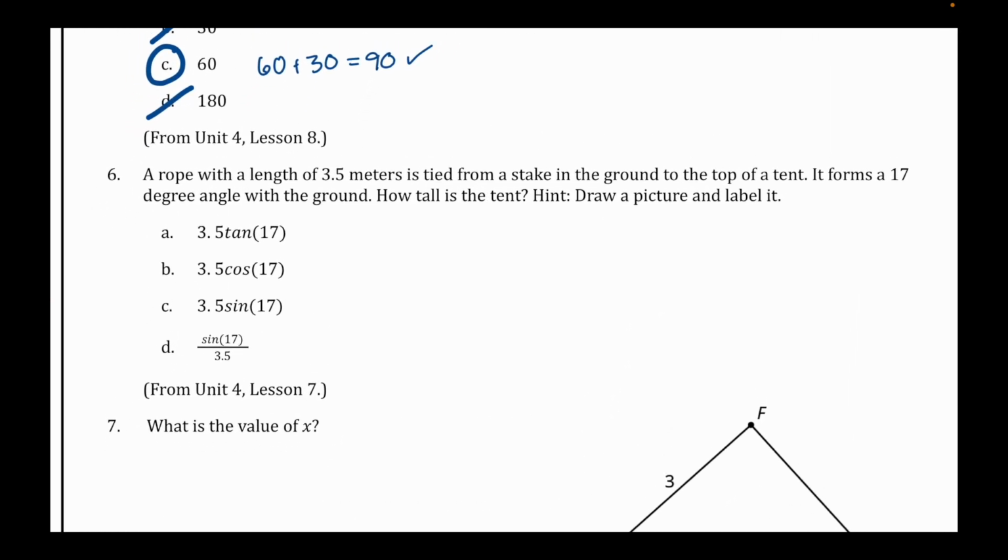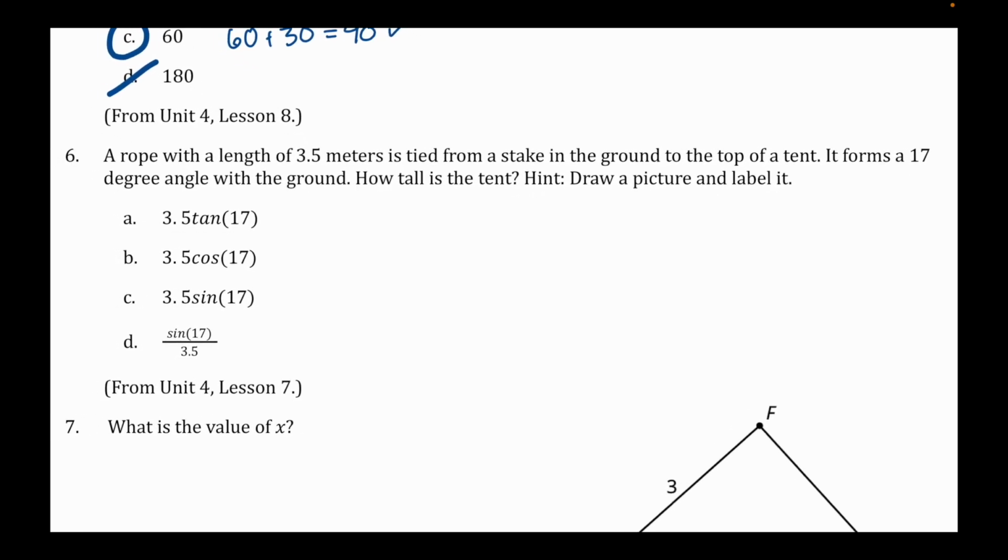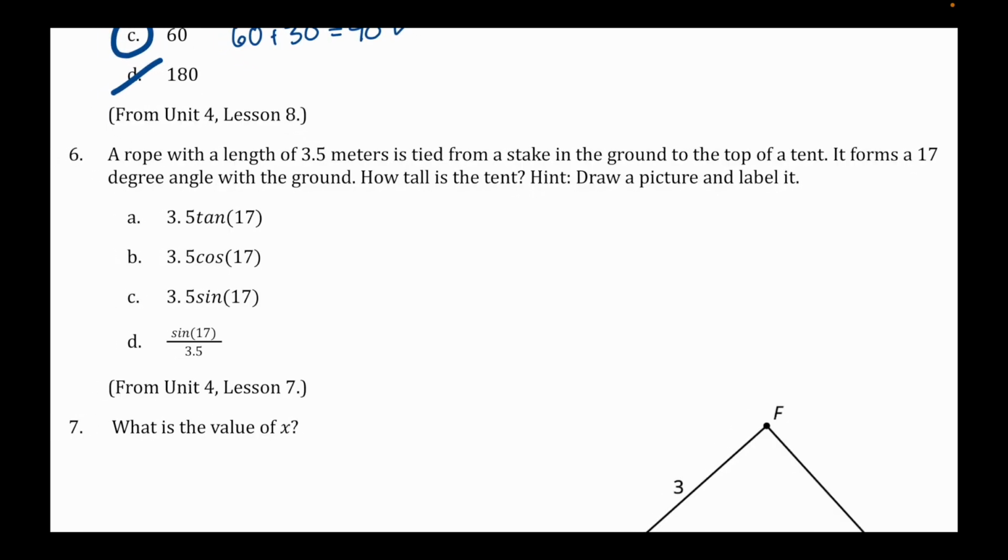This one looks like it is multiple choice. I love it when it's multiple choice instead of parts A, B, C, and D. A rope with a length of 3.5 meters is tied to a stake in the ground to the top of a tent, and it forms a 17-degree angle with the ground. How tall is the tent? So the hint is draw a picture and label it. I will absolutely do that. Even if they didn't tell me to, I was going to.